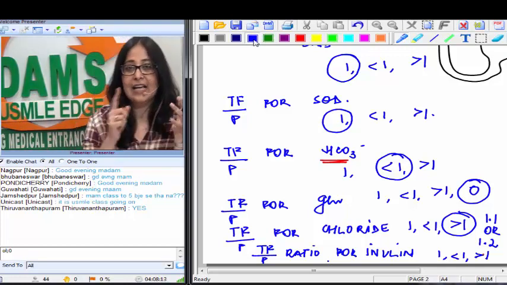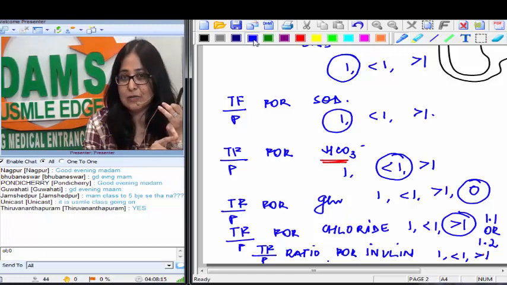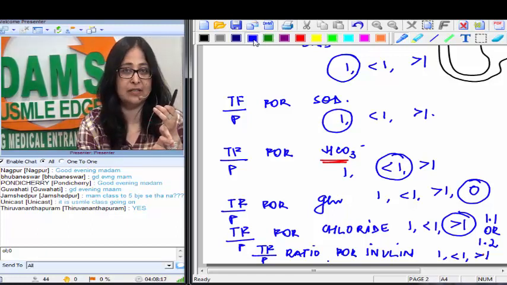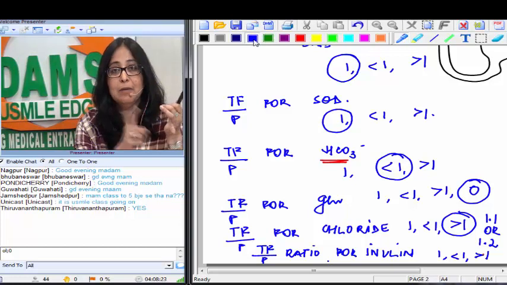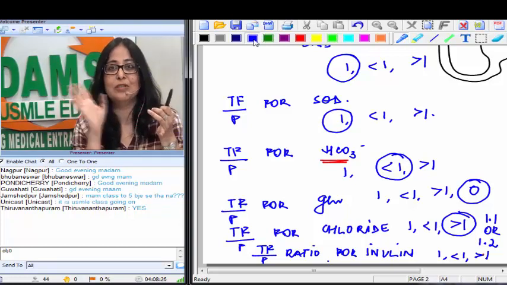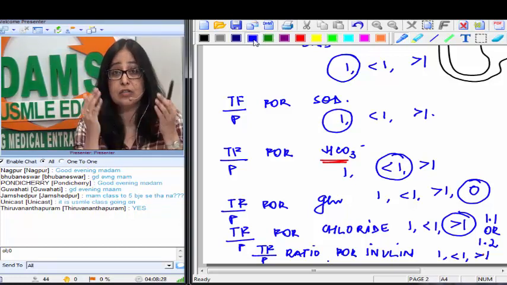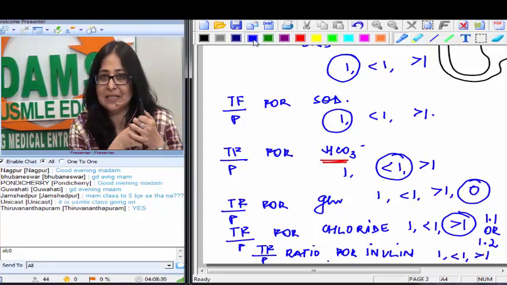Again, I said inulin is a freely filtered substance. It is not reabsorbed, not secreted in the PCT. In fact, throughout the nephron, it is neither reabsorbed nor secreted. But water is getting reabsorbed in the PCT. In fact, 2/3 of the filtered water is getting reabsorbed in the PCT.